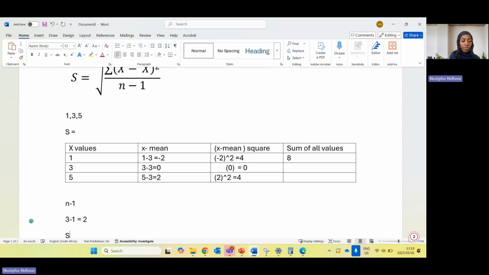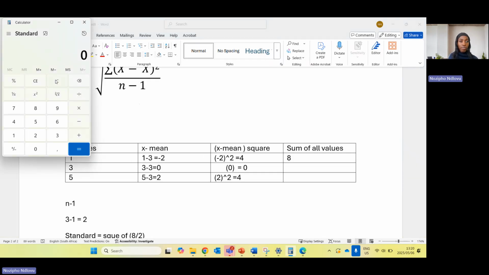So now we are able to find our standard deviation to be the square root of 8, then you divide that by n minus 1, which is our 2. Let's use our calculator since we're not using a scientific one here. Let's start with 8 divided by 2, it gives you a 4.